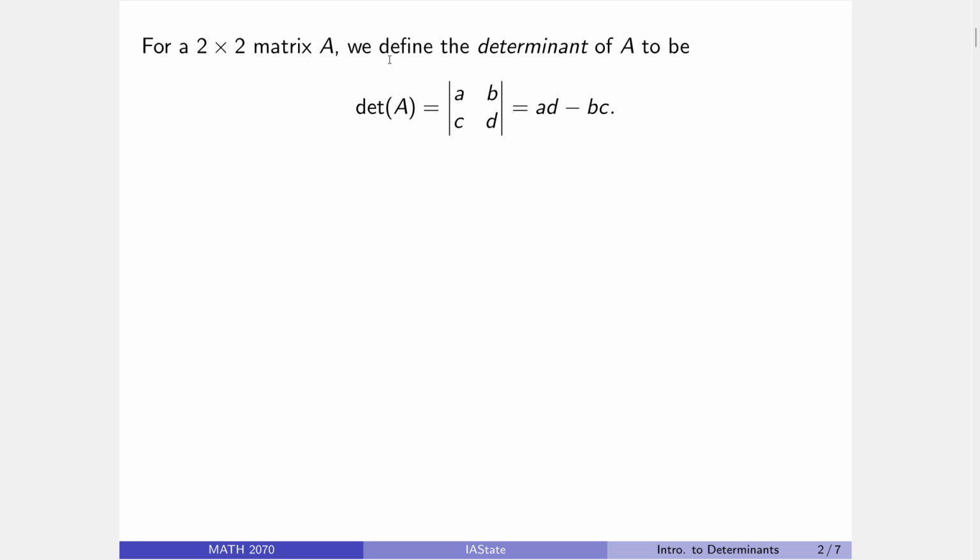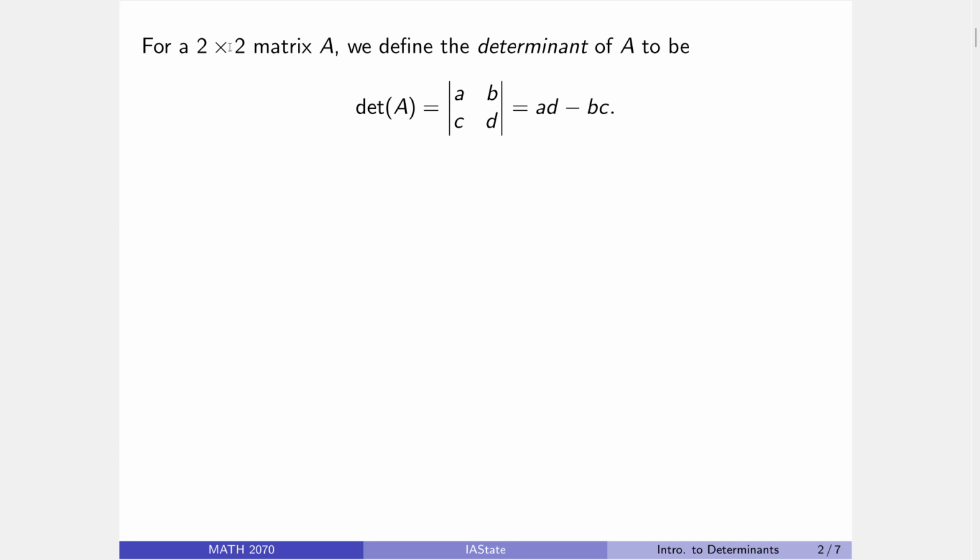So every 2x2 matrix has an A, a B, a C, a D like this. And the magic number is AD minus BC. And that number is hopefully familiar to you because we saw that number appear when we were talking about the formula for the inverse of a 2x2 matrix. So I wonder if the determinant is going to be related to that concept.